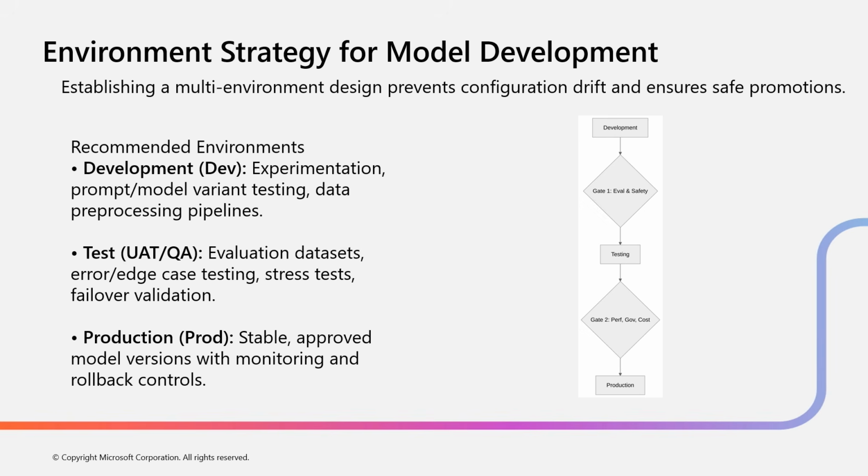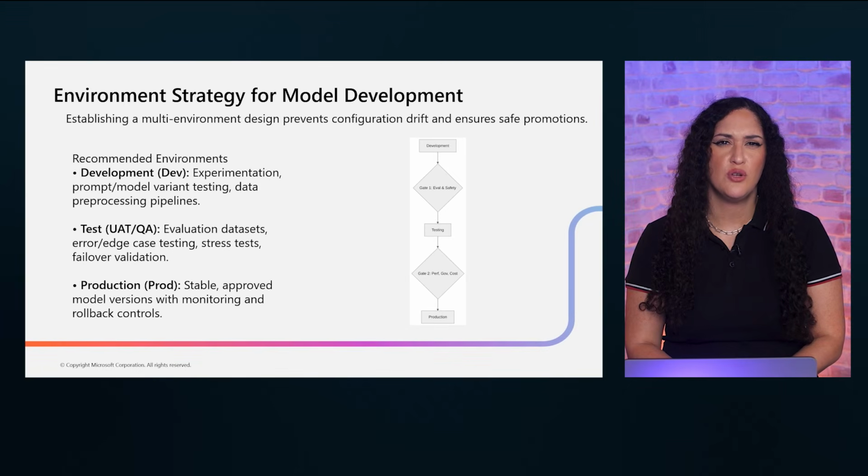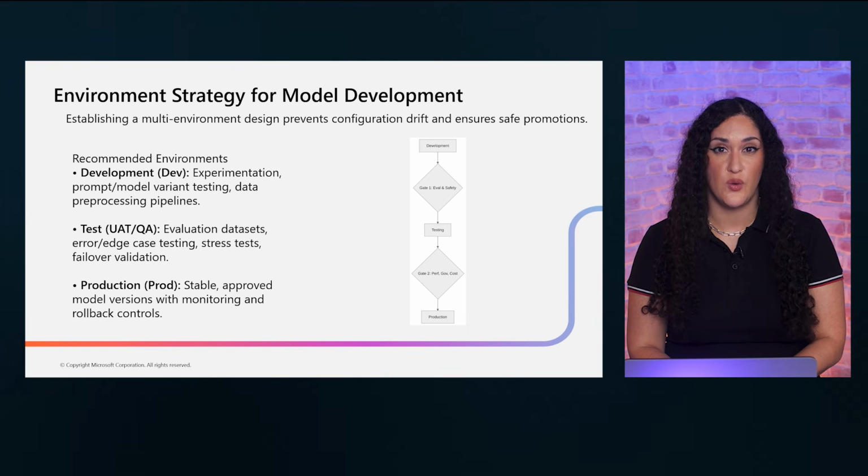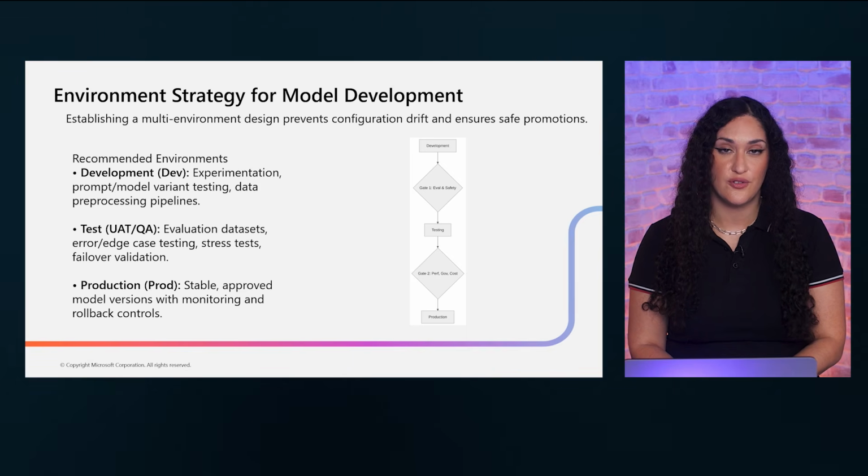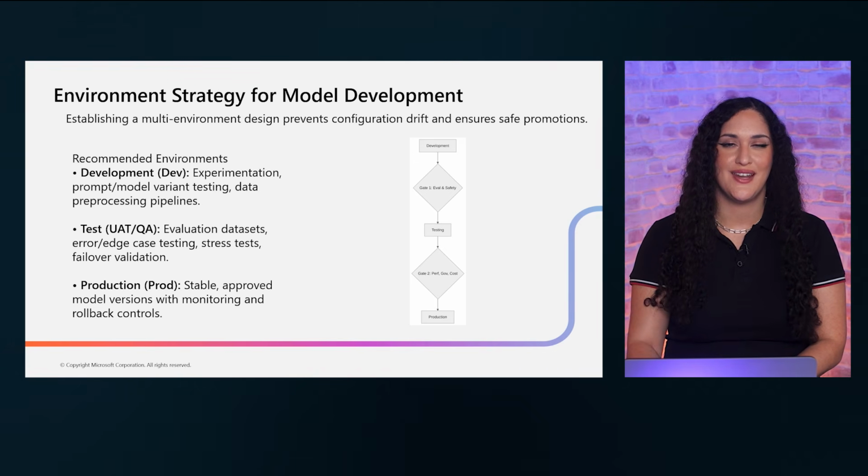The environment strategy involves 3 key environments: development, test, and production. Development is for experimentation, prompt and model variant testing, and data preprocessing pipelines. Test is for evaluation datasets, error and edge case testing, stress tests, and failover validation. Production holds stable, approved model versions with monitoring and rollback controls. Between these, you have 2 promotion gates. Gate 1 ensures evaluation and safety checks before moving from dev to test, and Gate 2 ensures performance governance and cost approval before reaching production. So never shortcut these gates under deadline pressure.